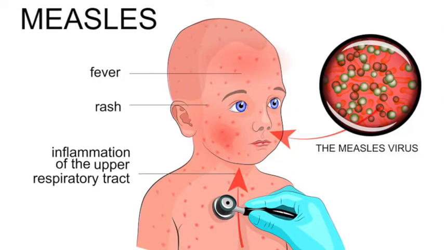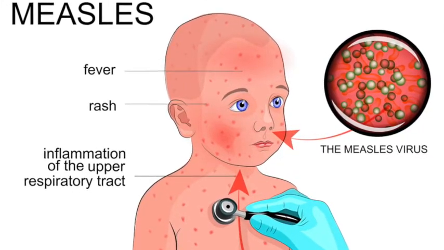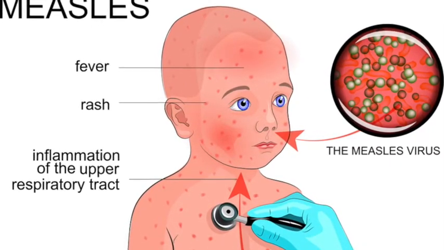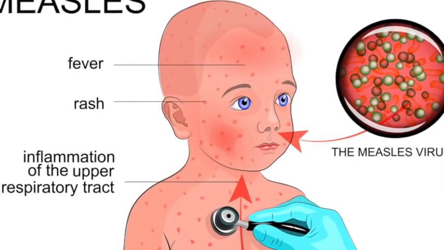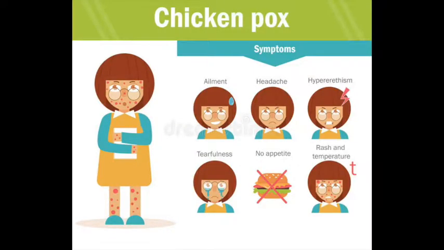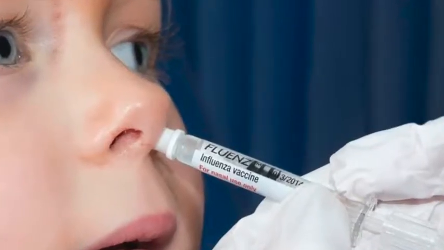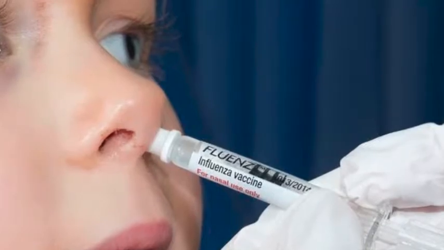Measles is a viral infection that is very common for young children, but is easily preventable by this vaccine. Chickenpox is another viral infection that causes mild fever and itchy blisters. Finally, influenza nasal spray is a nasal spray form of the vaccination for the flu.